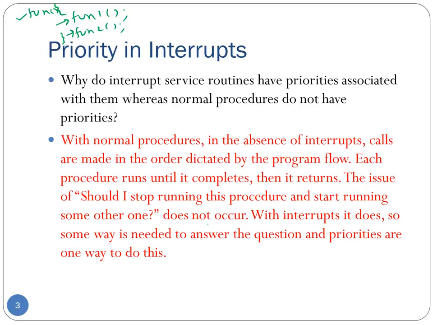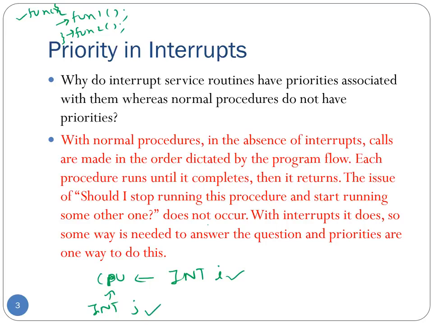As opposed to this, with interrupts, let's say the CPU is right now serving some interrupt I, and the CPU is not yet done. In the meantime, let's say another interrupt J arrives. Now the question is, the CPU doesn't know whether it should keep serving interrupt I, or should interrupt I be suspended and interrupt J be served instead.